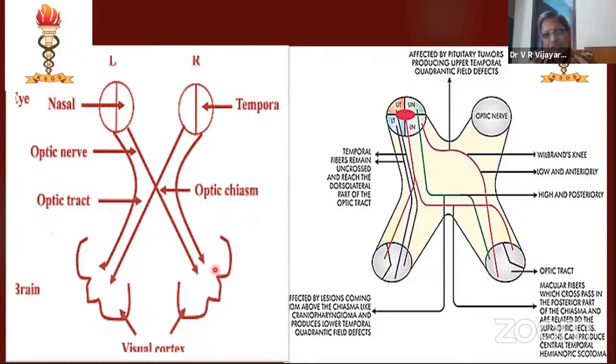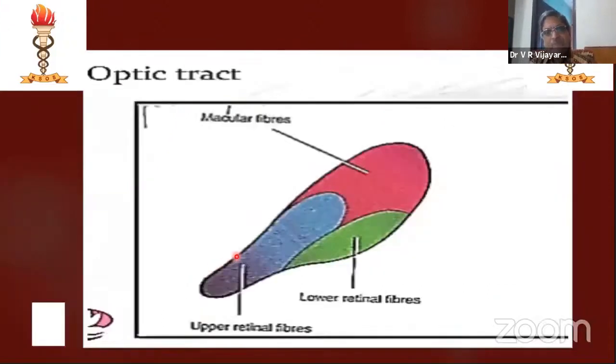Once you come to the tract, what happens now? In the tract, the macular fibers, and hereafter you must tell, because the tract has same side temporal fibers and opposite side nasal fibers. Never forget this. When you tell about that, temporal means what I told you, upper temporal and lower temporal. Nasal means upper nasal and lower nasal.